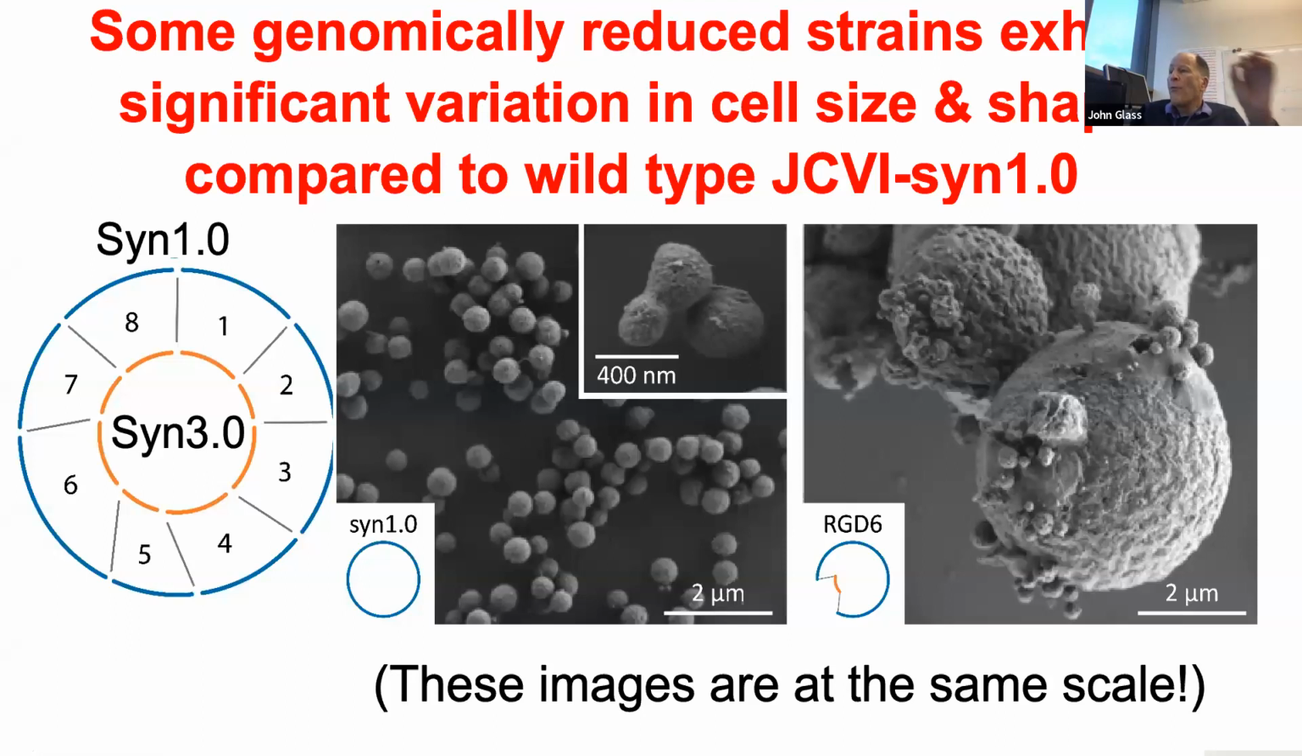And what prompted this is we realized that some genomically reduced strains exhibit amazing variation in cell size and shape compared to wild-type Mycoplasma mycoides. So here's wild-type Mycoplasma mycoides, cell diameter about 400 nanometers. And this is a minimized strain where it's 7/8 wild-type, but segment 6 is minimized. And these two micrographs are at the same scale.